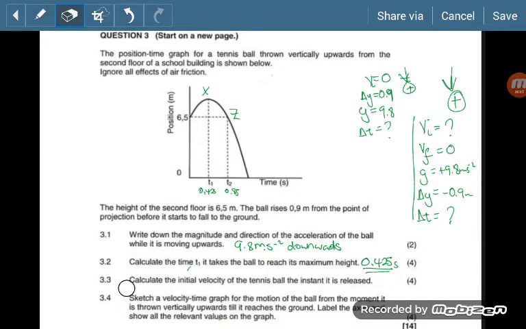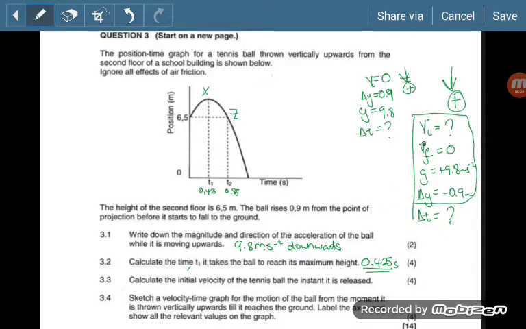Okay, now we move on to question 3.3. Calculate the initial velocity of the tennis ball the instant it is released. This one is going to be easy because we already have the data that we have written here. We are using v initial, we don't know it. V final, we know it's going to end at 0. Gravity at 9.8 and change in y, we're going to use negative 0,9.